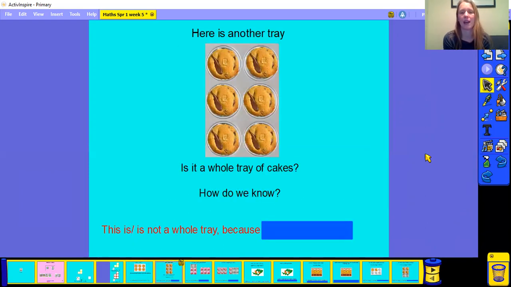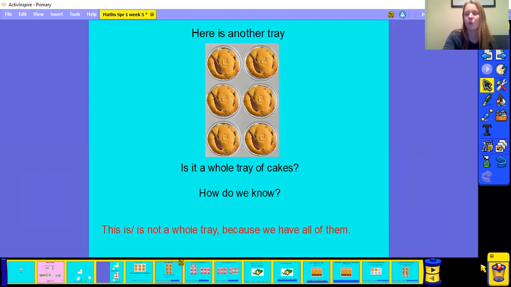Now have a look at this tray. Is it a whole tray of cakes? How do we know? Pause the video while you think about that and use the red sentence to help you to explain. So what did you think? Is it a whole tray of cakes? Yes, it is. How do we know? We know this is a whole tray of cakes because we have all of them. There are no gaps. Well done if you got that right.